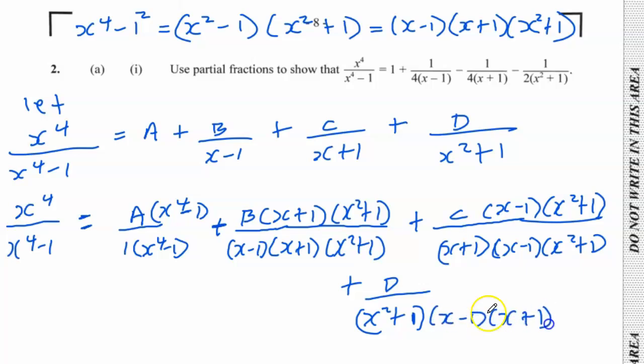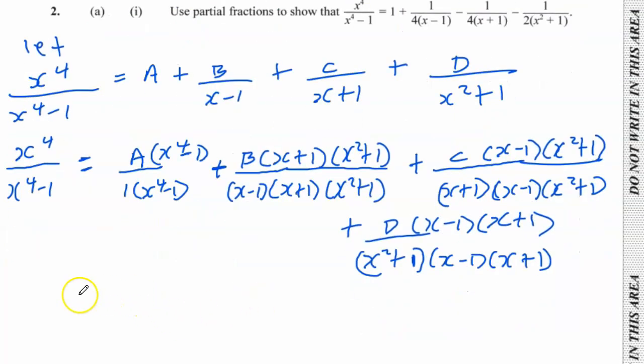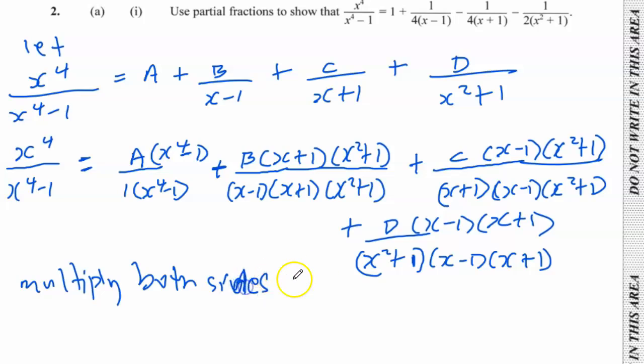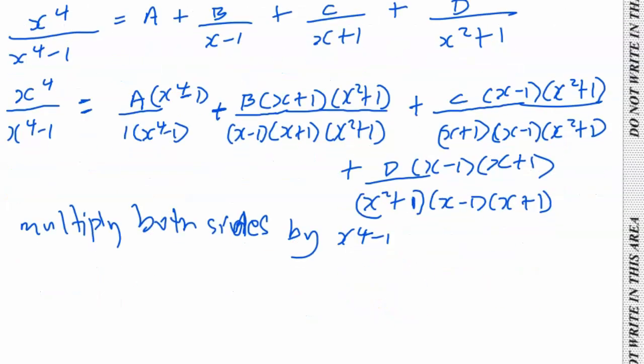Remember, I have to do the same thing to the numerator. Or you could just say multiply by, notice the difference of squares, so you could just multiply by x squared minus 1, same thing. So notice all our terms have the same denominator, so if we multiply each term on both sides by x to the power of 4 minus 1, then we're only left with the numerators.